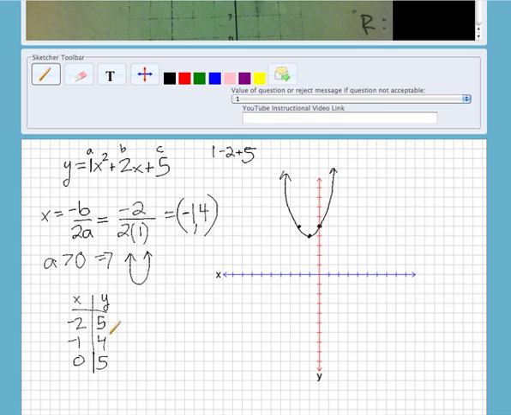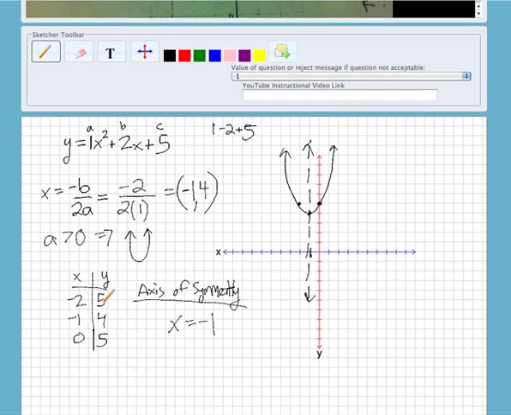Then if they ask for the axis of symmetry, which is one thing they could ask for any type of parabola, the axis of symmetry is just this vertical line that goes straight through the vertex. And the equation of that line, see how it goes through x is negative 1, so it's x equals negative 1.